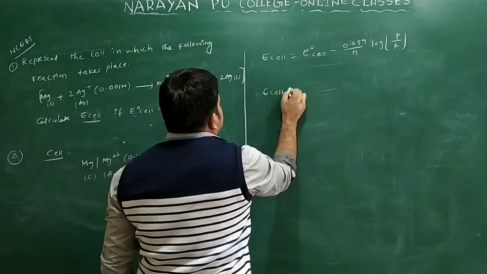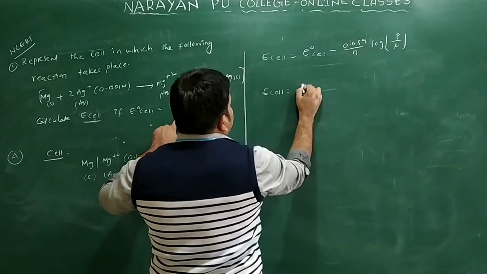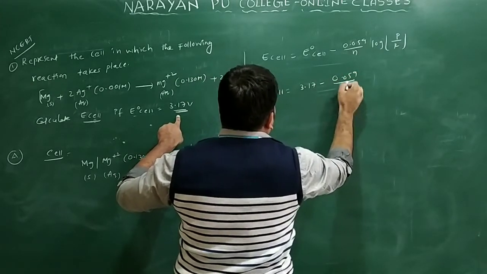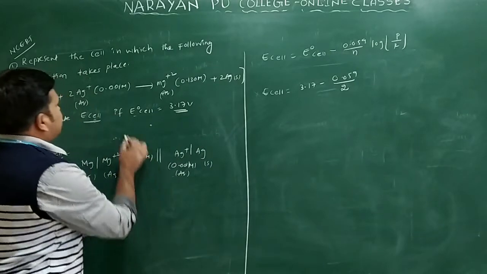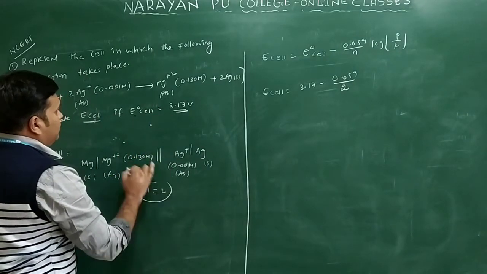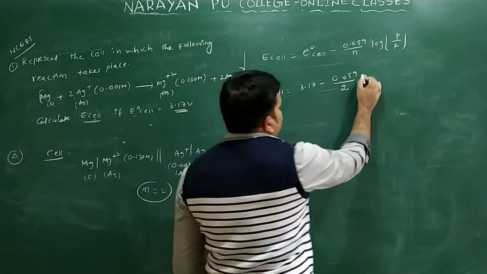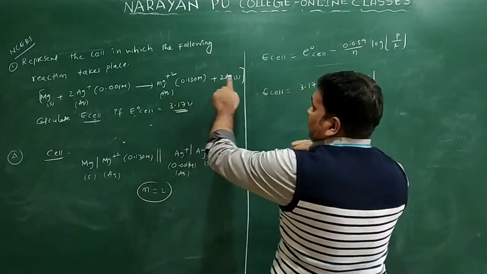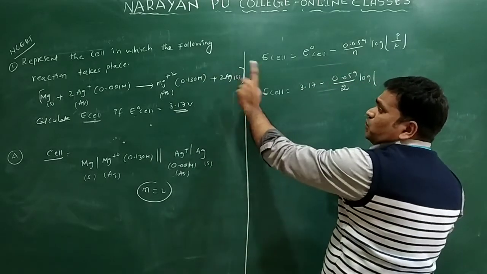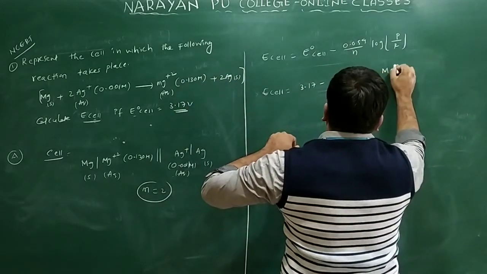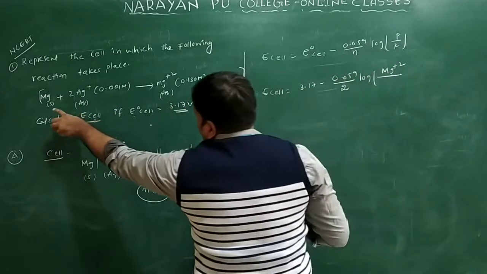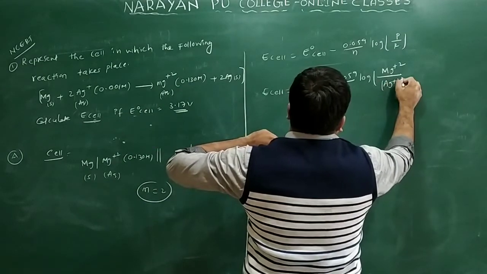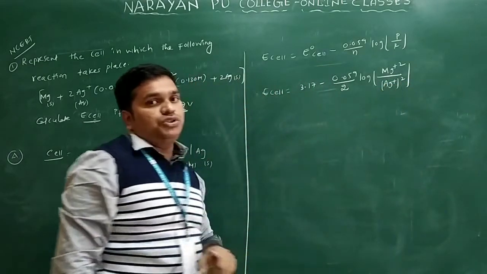I will write E cell is equal to, what E naught cell is given? E naught cell is given 3.17 minus 0.059 by 2, I am writing only. Why here? In this reaction, what is the n value? 2 only, because there is a change of 2 electrons only. Now I will write log. Silver is there, magnesium is there. Silver is in which state? Solid state only, so the concentration is 1. I am taking Mg plus 2, because magnesium is in solid state. What is the silver here? Ag plus only. So here Ag plus I will write whole power 2 only. Why? Because the stoichiometric coefficient 2 is there.